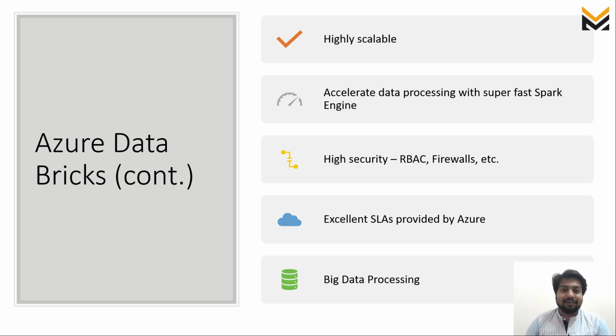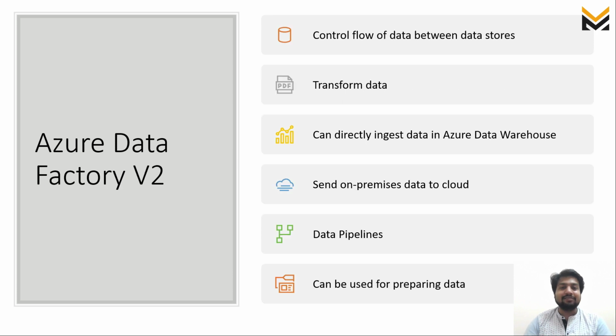Of course, it is very good for big data processing, or you can say for preparing data for big data analysis. So guys, this covers Azure Databricks, and let's move on to the next part, that is Azure Data Factory version 2.